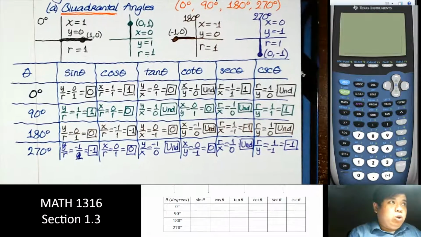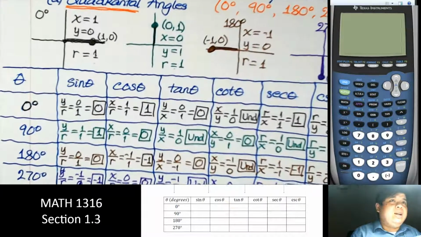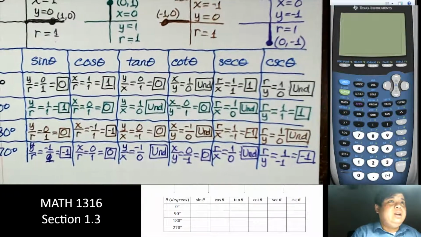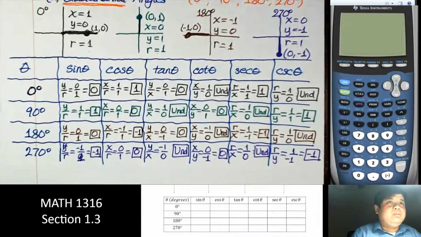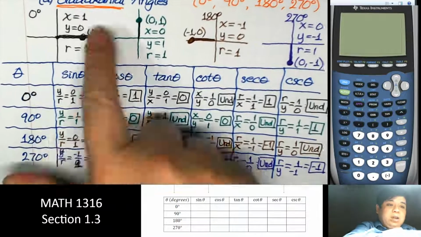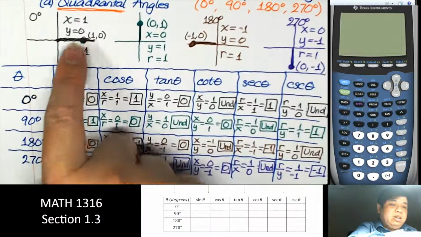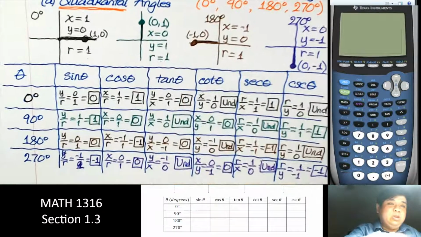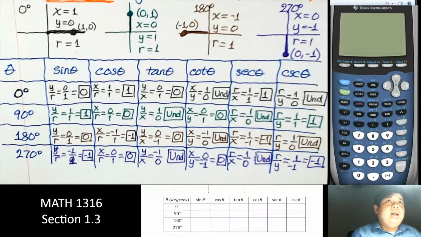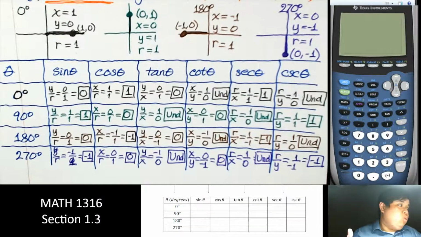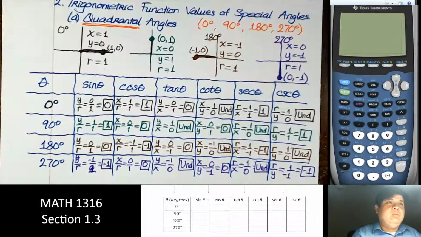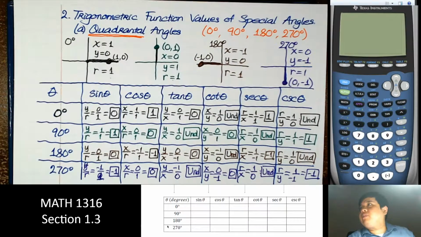So of course we don't have to memorize any of this. All we need is just trying to draw, remember 0, 90, 180, and 270. Know x, y, and r. Once we know x, y, and r, just use the definition. So this should not be any problem.